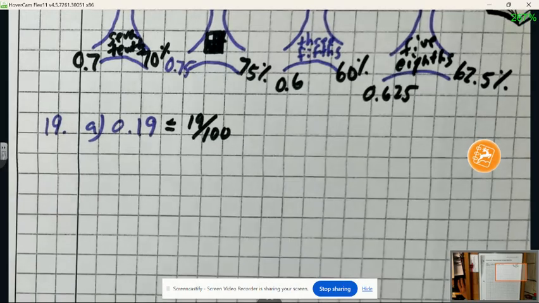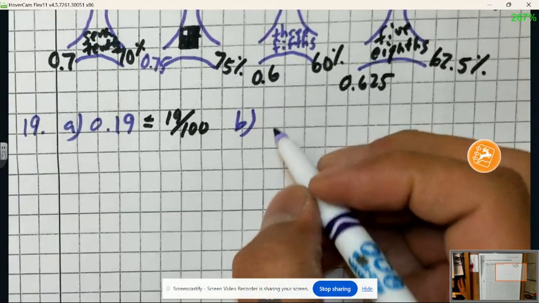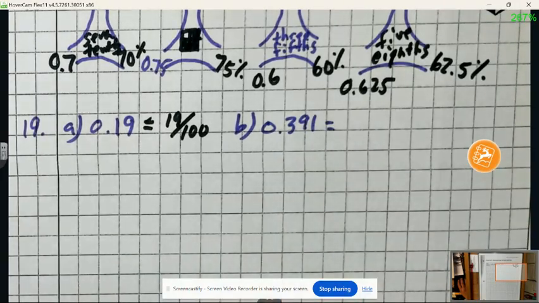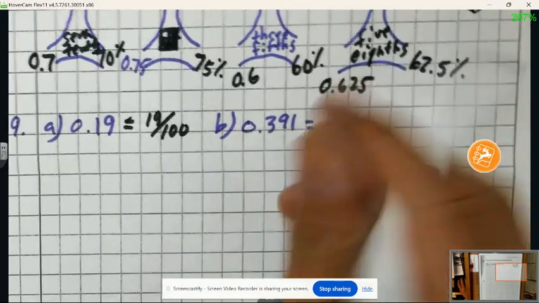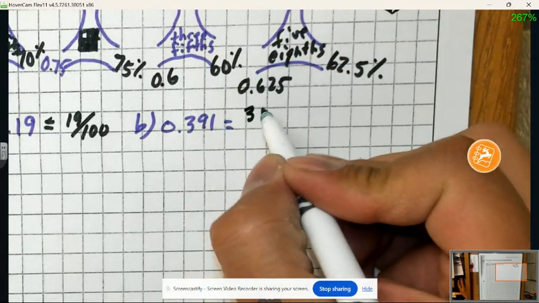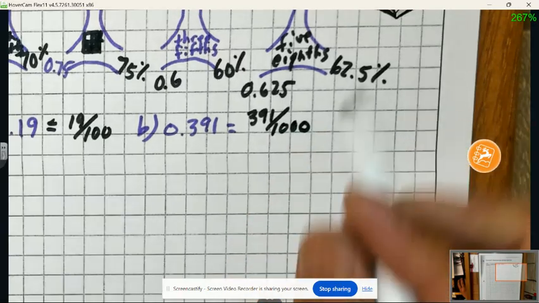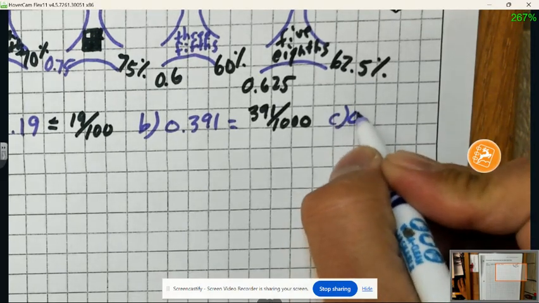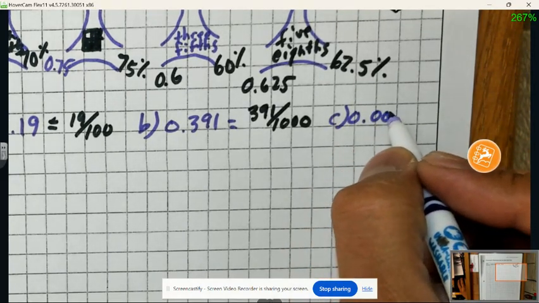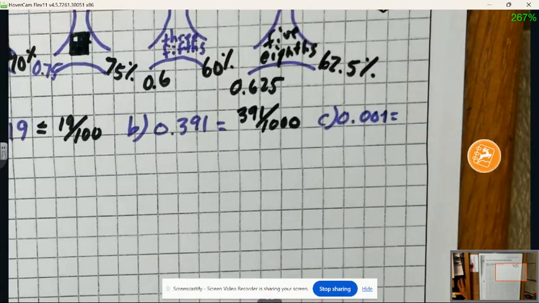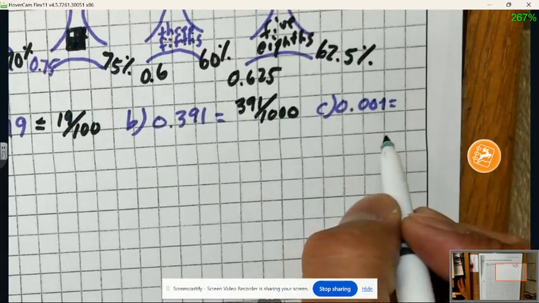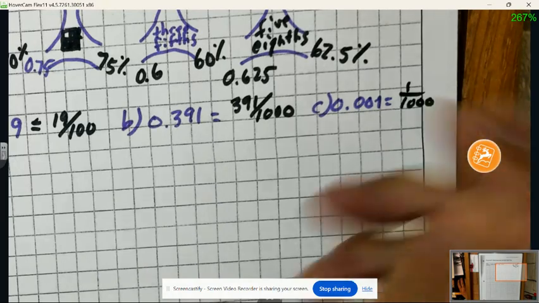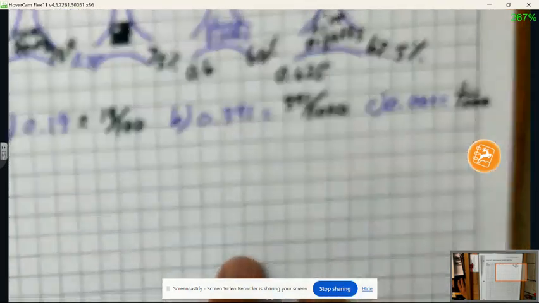Okay, for question B, it's 0.391, and what would that be as a fraction? Well, we know that 3 decimal places is thousandths, so 391 over 1,000. And then for C, 0.001, what is that equal to? And again, these are thousandths, but we have only one of those thousandths. Okay, 001 means we only have one of those.